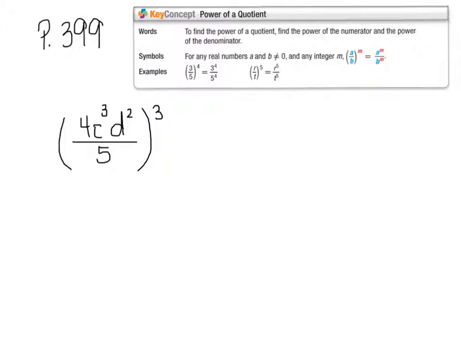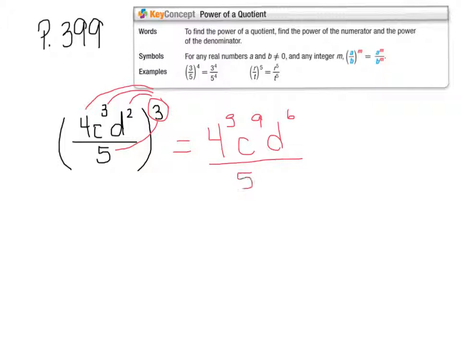Our power of a quotient rule is something we've already looked at. Make sure that the exponent outside the parentheses gets applied to everything inside the parentheses, including what's in the denominator. So this particular problem would be 4 to the 3rd, c to the 3 times 3, which would be 9, d to the 2 times 3, which would be 6, and 5 to the 3rd power.